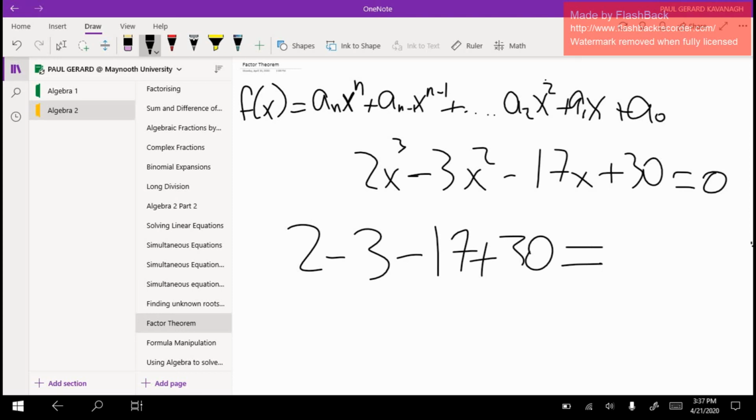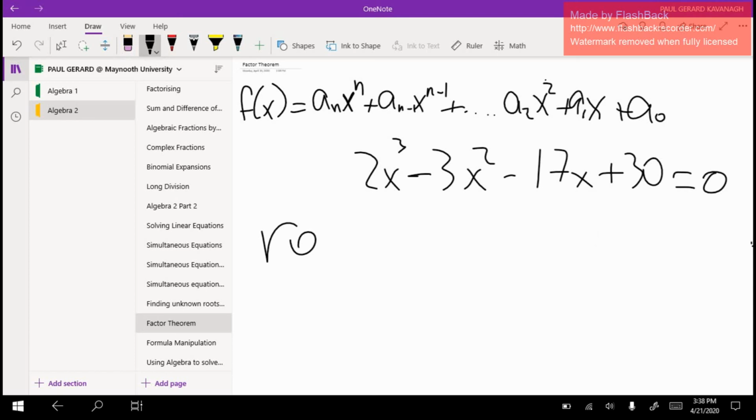So you just look at this and say, okay, minus 17 plus 30 is 13. We're 13 away from getting the right answer. But 2 minus 3 is minus 1, so it's minus 14. Or is it? No, it's 12. My apologies. So that's wrong. So we're going to say the root does not equal 1 or minus 1. If you put minus 1 in, you're just going to get everything inverted, and it's still not going to be right, so there's no point in doing that.